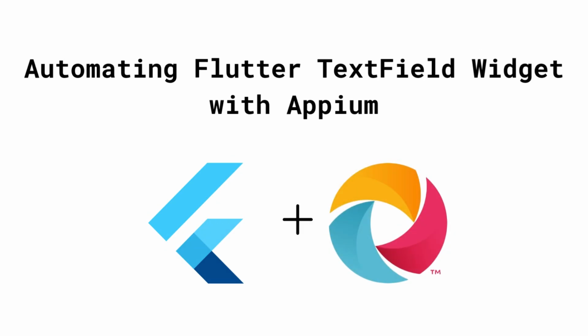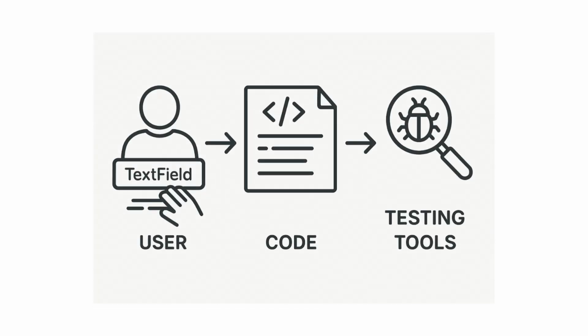In this video, we'll walk through automating the Flutter TextField widget using Appium and how to make it easily accessible using the semantics widget. Let's get started. Automating Flutter widgets like TextField can be tricky, especially when Flutter renders widgets differently compared to native platforms. That's where semantics comes in. It allows Appium and other test tools to understand your widget hierarchy better.